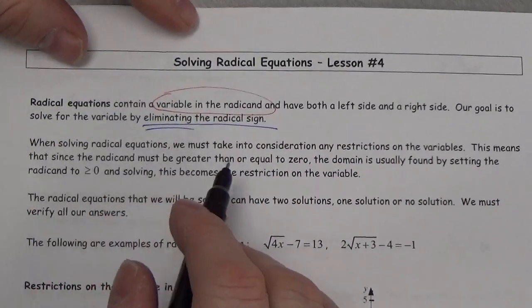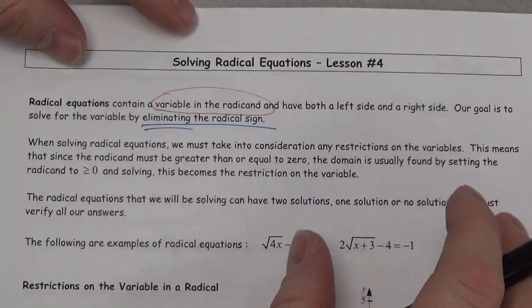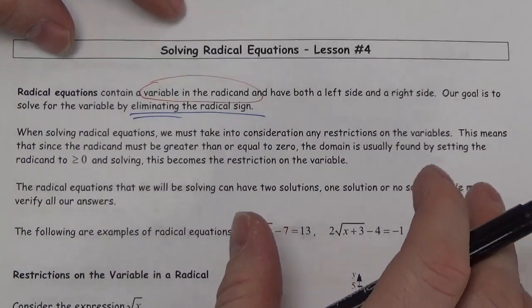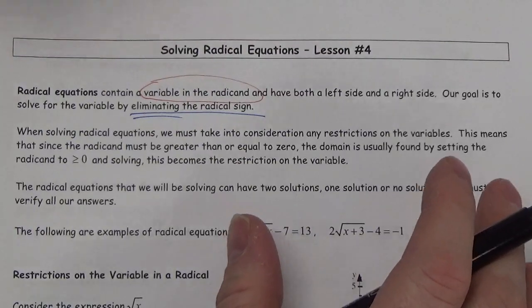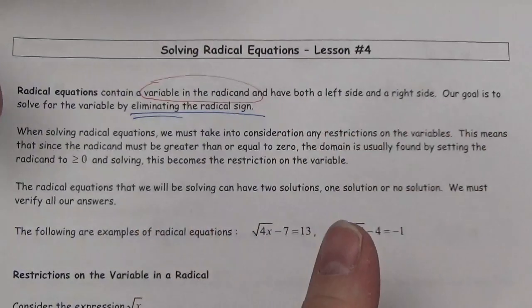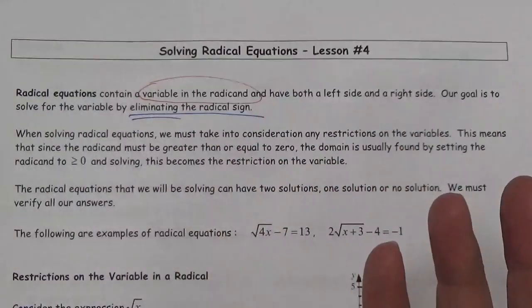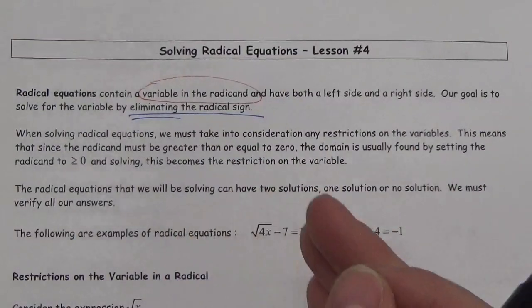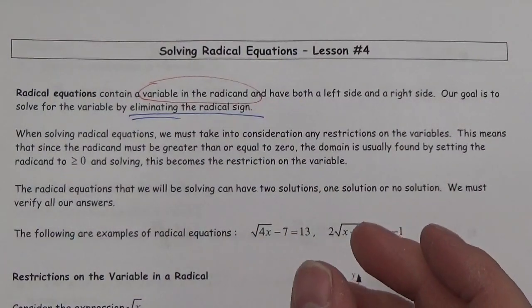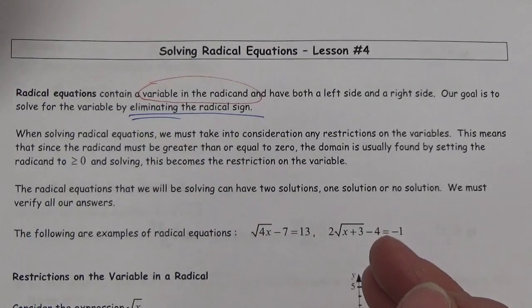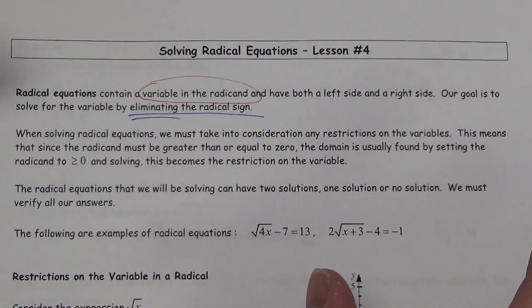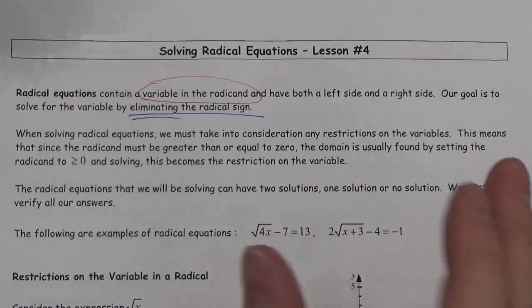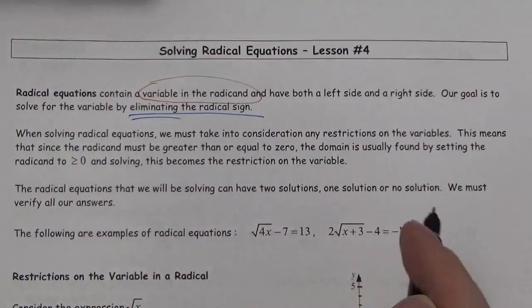So when solving radical equations, you have to take into consideration any restrictions on the variables, because there are restrictions imposed by the radical symbol. But when you get rid of the radical symbol to solve for it, because you have to do that, sometimes you get rid of the thing that creates the restriction, and as a result, some of your answers don't actually work. So when we change the equation by getting rid of the radical symbol, sometimes we open up the possibility for an answer that actually doesn't work with the equation.